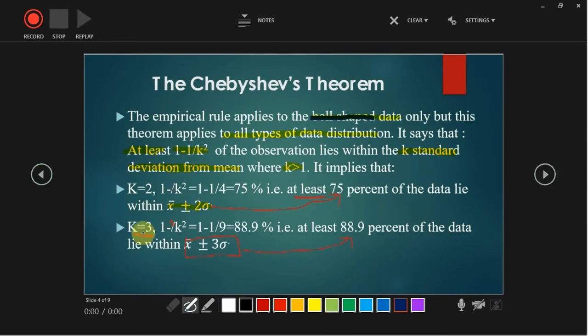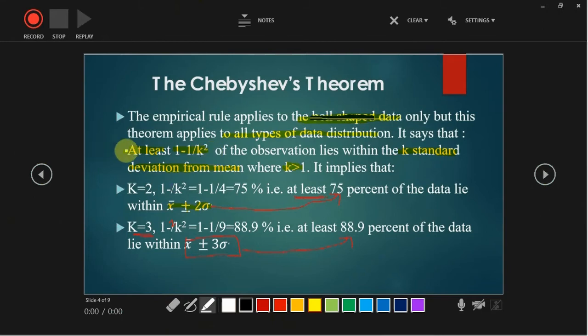Now next, let us go to Chebyshev's theorem. Chebyshev's theorem is different from the empirical rule in the sense that it can be applied to any type of distribution, whereas the empirical rule applies to bell-shaped data only. According to this theorem, if we take a certain standard deviation interval from the mean, at least 1 minus 1 over k squared of the observations lie within that range.